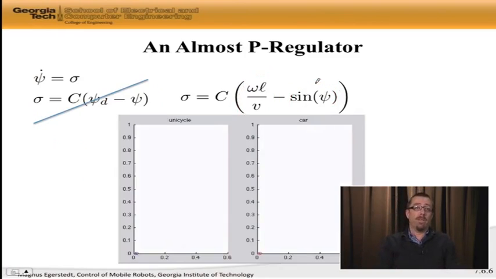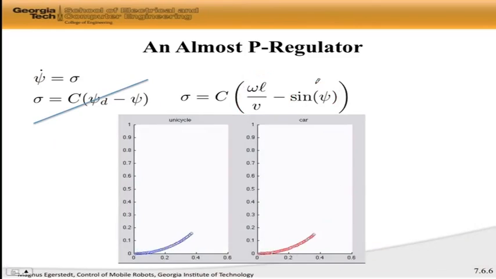Well, let's see if this works. Over on the left here, you see the unicycle, and over on the right, you see the car. The unicycle has some omega and V, and the car is running this sine version of a P regulator. And as you can see, they're pretty close, which means that we can basically do the same kind of curvature control on the car as we can do on the unicycle.